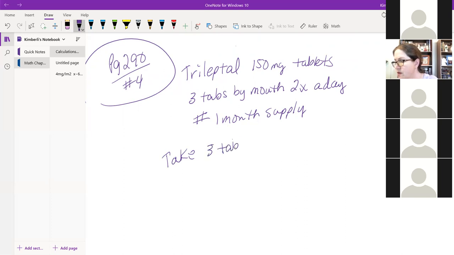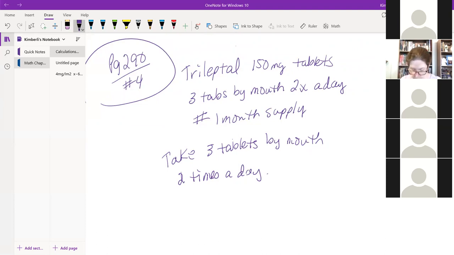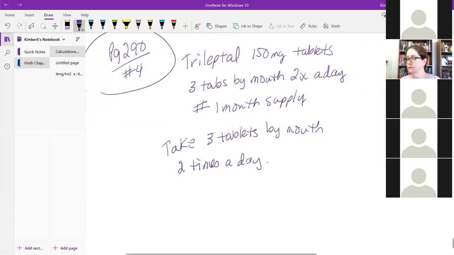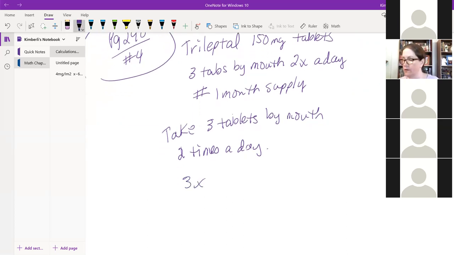Take three tablets by mouth. Two times a day. Okay, so how many tablets are needed to fill the prescription? 3 times 2 times 30. Yep, 3 tablets, 2 times a day for 30 days gives you 180. 180 tablets, very good.